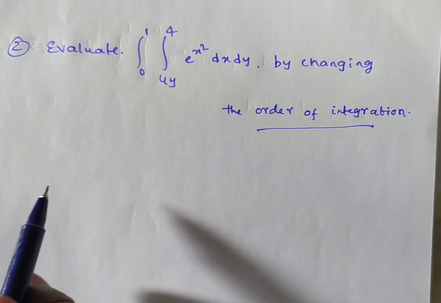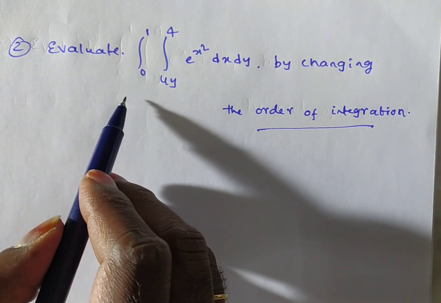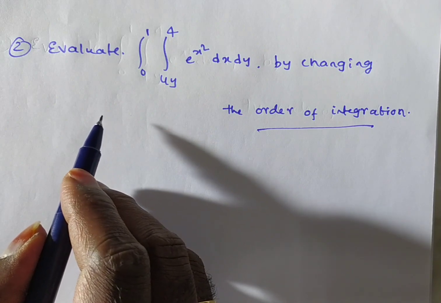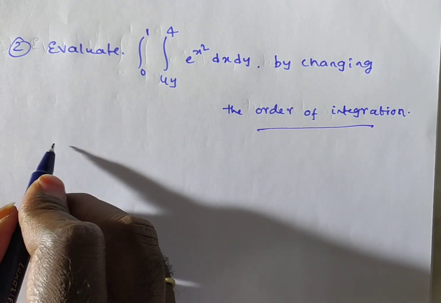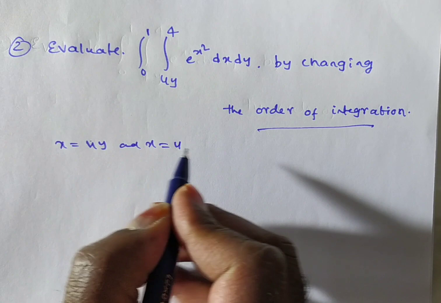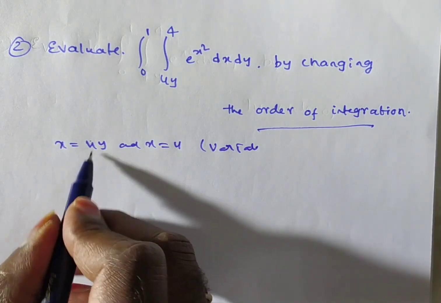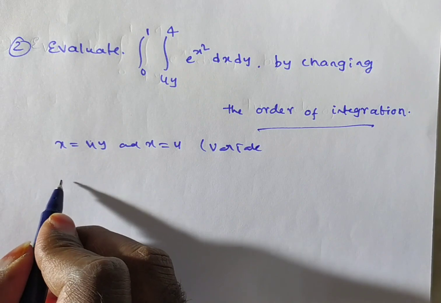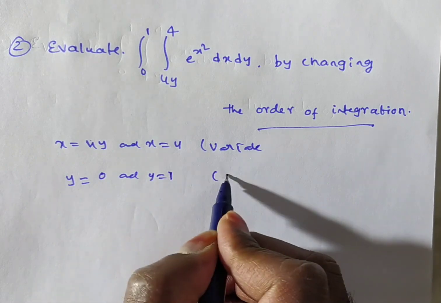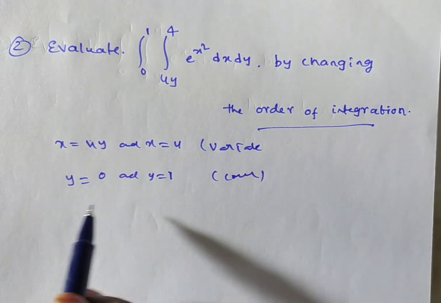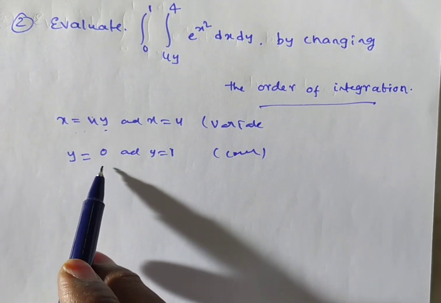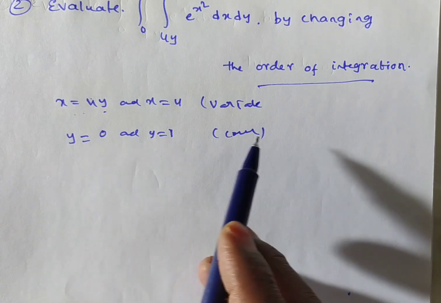Anyway, in this case you see the limits. First of all, to solve it, we have to mention clearly in words. In the exam we have to write in words: the limits of x are x is equal to 4y and x is equal to 4, which are variables, and the limits of y are y is equal to 0 and y is equal to 1, which are constants.